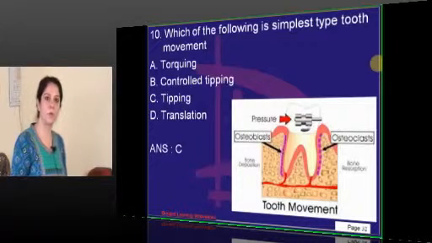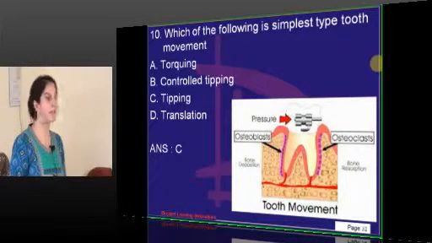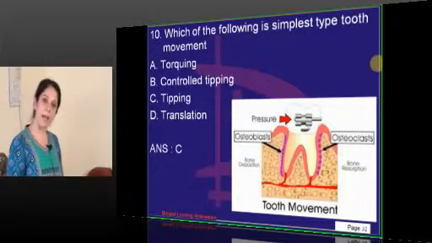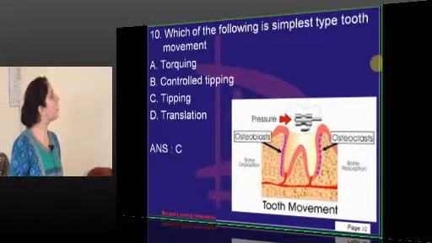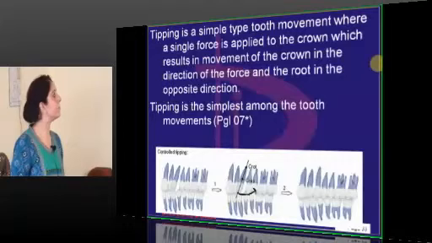Translation is a very difficult movement which is usually done in a fixed appliance. Torquing again needs a fixed appliance, and controlled tipping is another part of tipping.